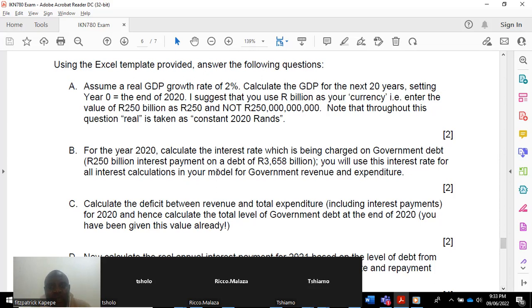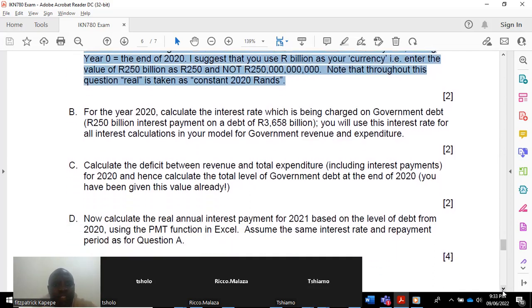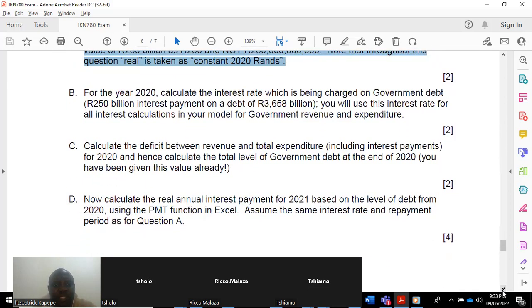Note that throughout this question, real is taken as constant. So this part we have already taken care of, isn't it? Right. Yeah, we have already done the GDP up to 2020. Then B, for the year 2020, calculate the interest rate which is being charged on government debt. 250 billion interest on a debt of 3658. You will use this interest for all interest calculations in your model for government revenue and expenditure.